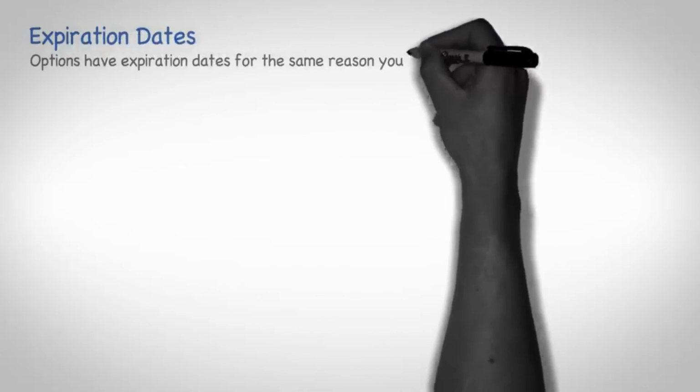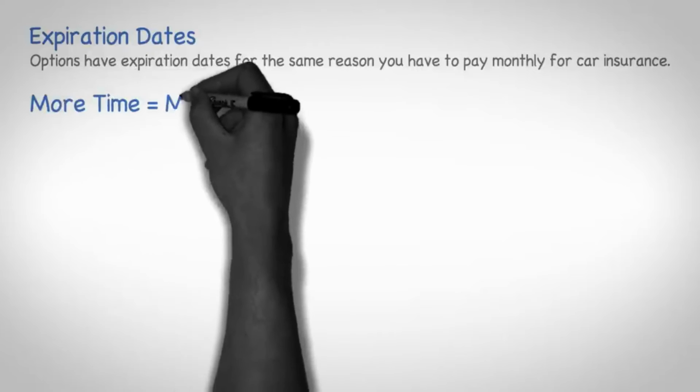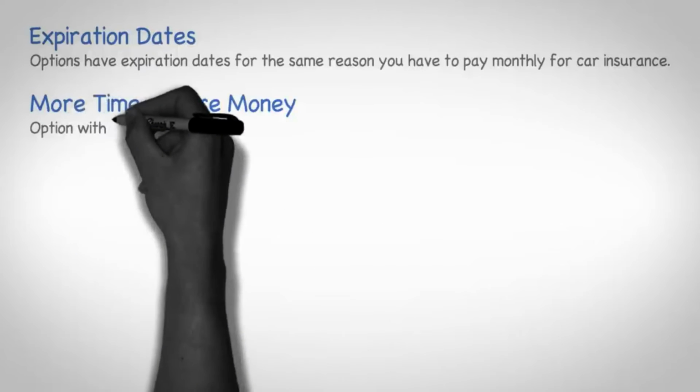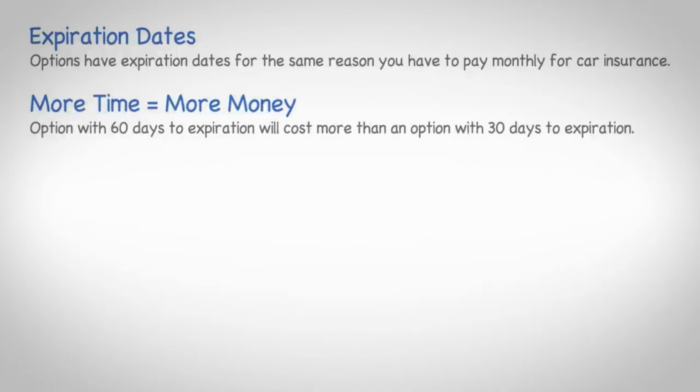Now let's recap what you've learned in this section. Expiration dates. Options have expiration dates for the same reason you have to pay monthly for car insurance. With that being said, you don't have to hold an option all the way to expiration. If you own an option, then you can sell it any time before expiration at the current market price of the option. And more time equals more money. If you buy an option with 60 days to expiration, it's going to cost you more money than if you buy an option with only 30 days to expiration.